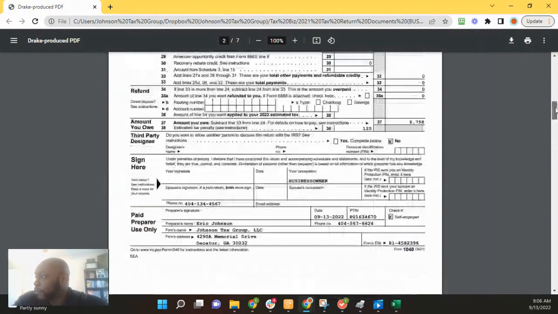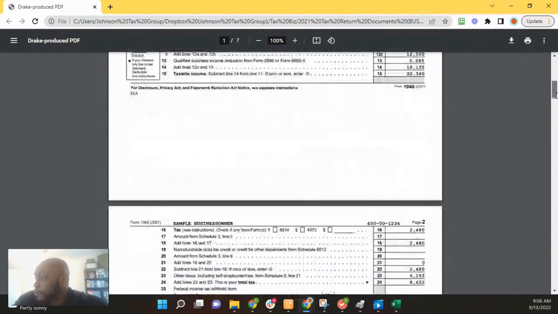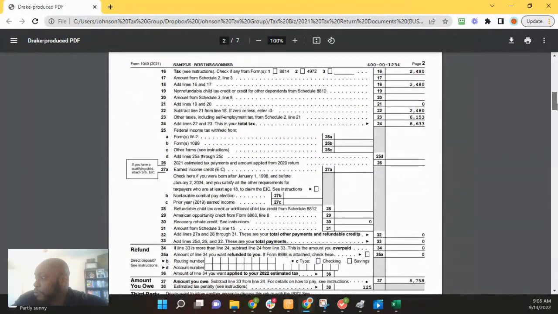All right. So go to your 1040, which is the main form. Go to page number 2. And I want you to look at line number 24, your total tax. All right. Line number 18, by the way, is your federal income tax. Line number 23 is going to be your self-employment tax. So combined, this business owner had a tax liability of $8,600.